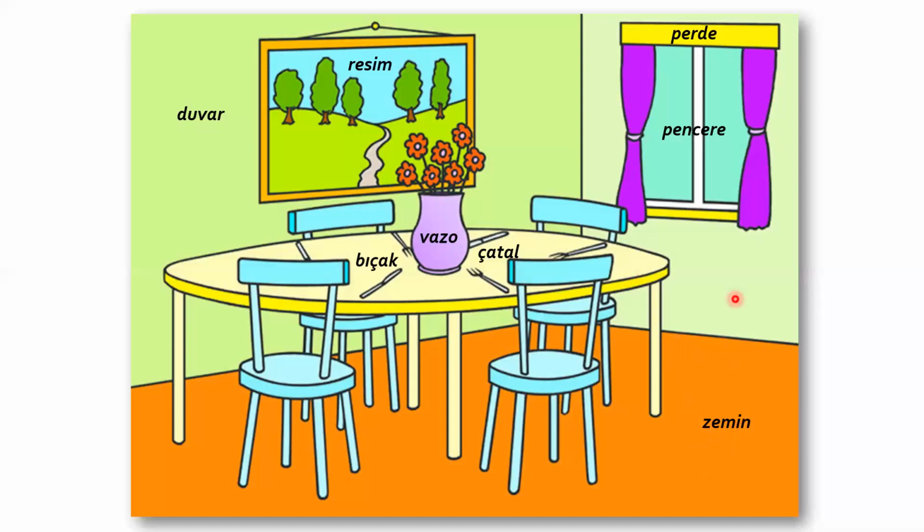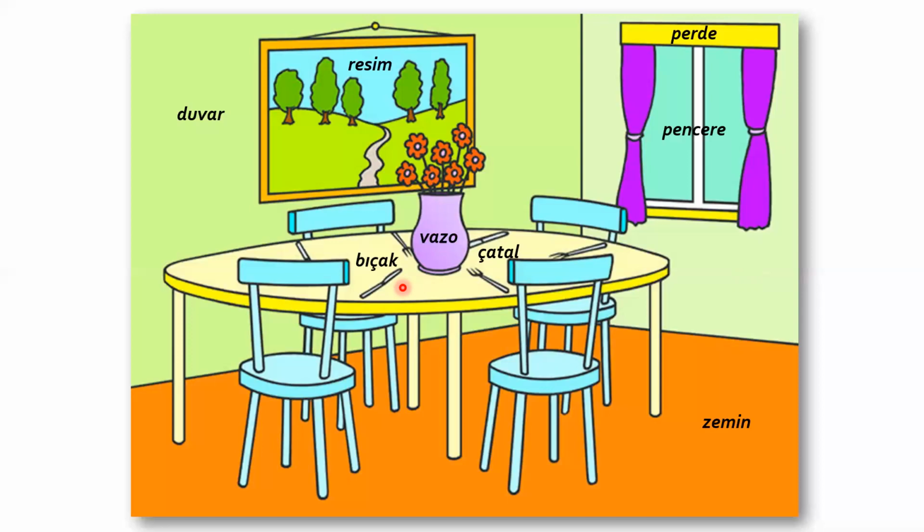Okay. Now we are using the same construction. For instance, you want to say the chair is not on the wall. Again, the chair comes first. This is why you will not have to say var or yok. But remember, it is a negative sentence. So think how you would say it. I'll give you some time to think. So it would be sandalye duvarda değil. Sandalye duvarda değil.